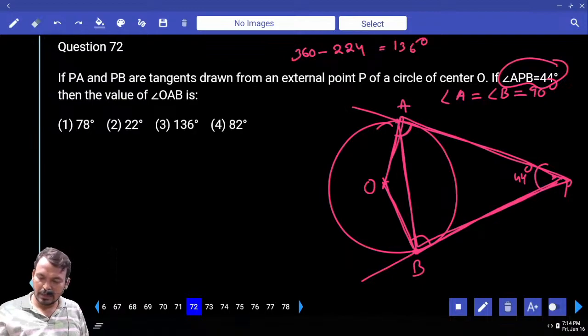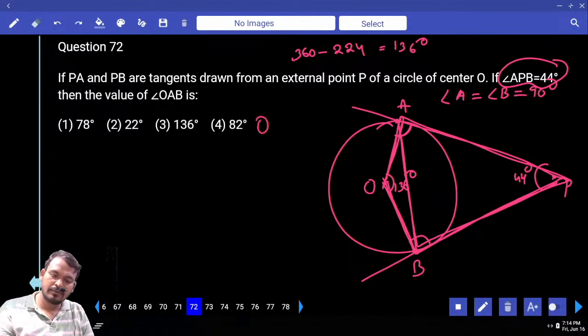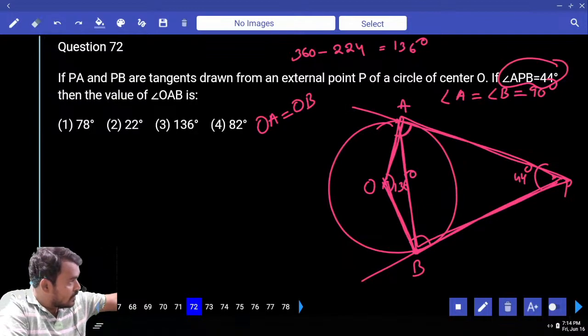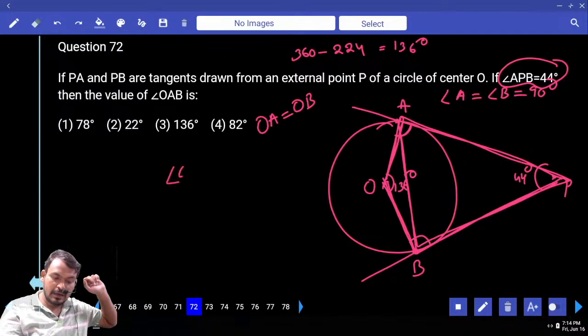That 136 is which one? O value. O value is how much? 136. And one more. OA and OB, equal or different? Equal. Means what is the OAB triangle? OAB, it is a triangle.